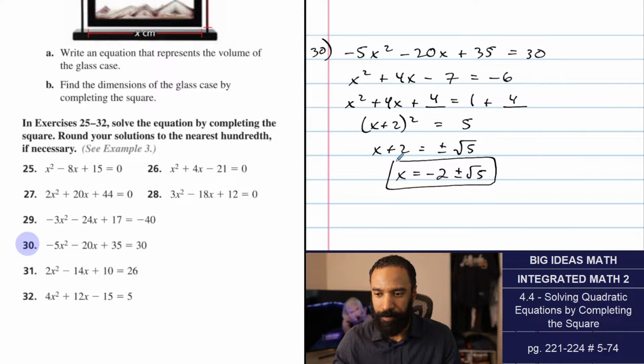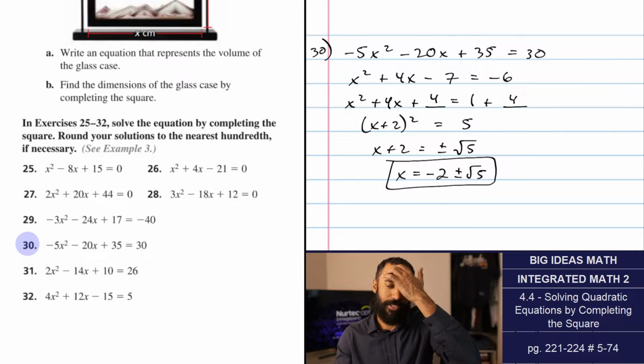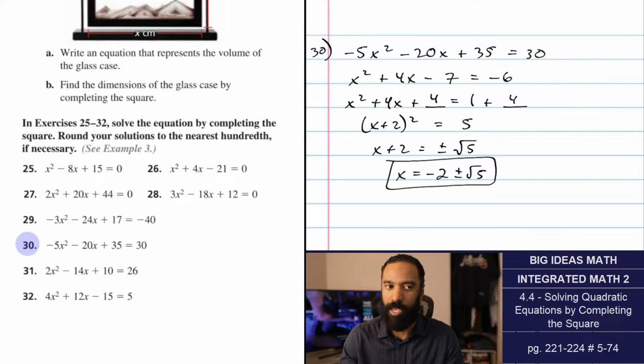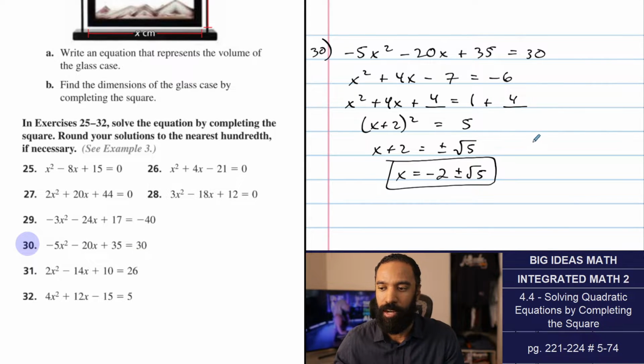So I'm done. Yes, I know I'm working fast. I acknowledge it. Pause as you need to. -2 plus the square root of 5. I'm doing the same thing over and again, though. So that's kind of where I'm getting a little antsier.